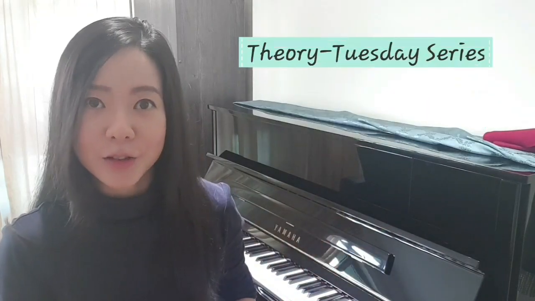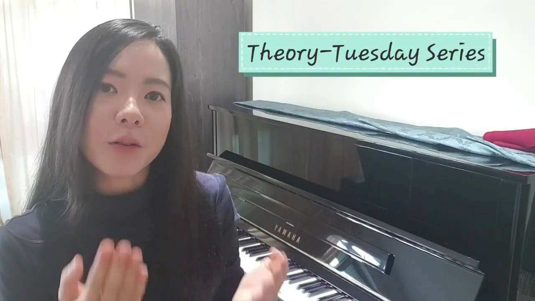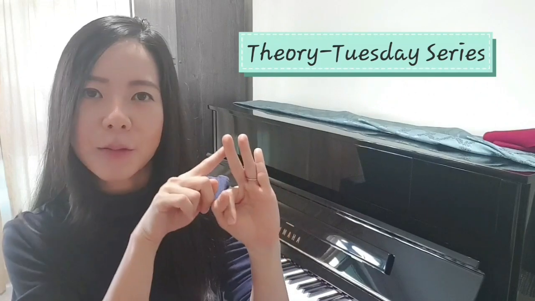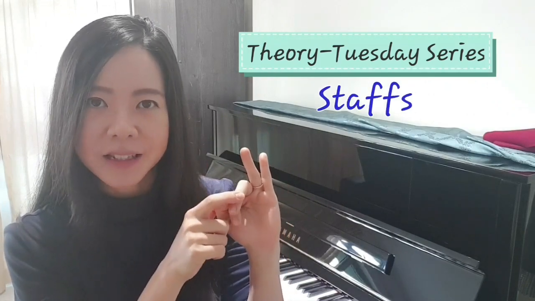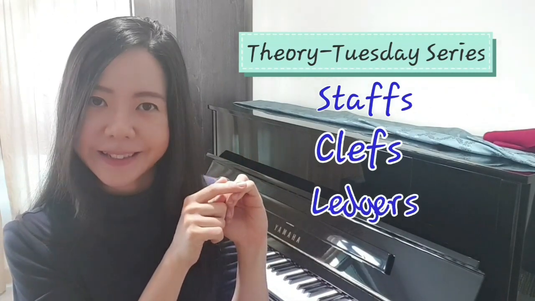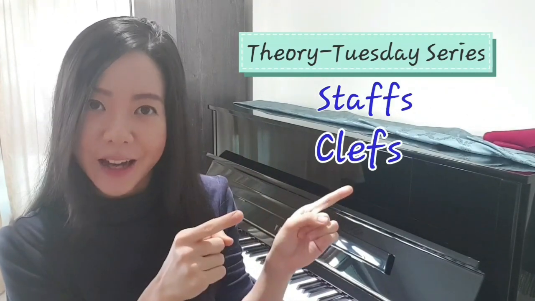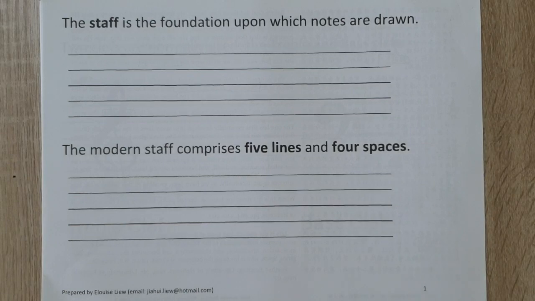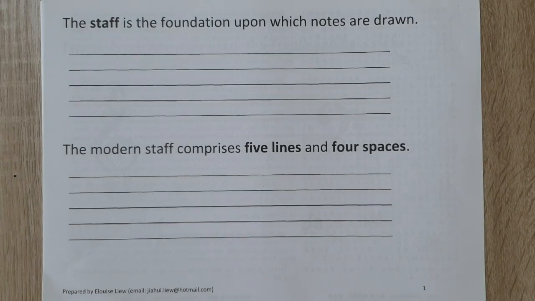In today's Theory Tuesday series, I'm going to go through with you 3 things. Number 1, the staff. Number 2, the clefs. Number 3, the ledgers. Let's go straight and dive in. The staff is the foundation upon which notes are drawn. The modern staff comprises 5 lines and 4 spaces. Where are the 5 lines?